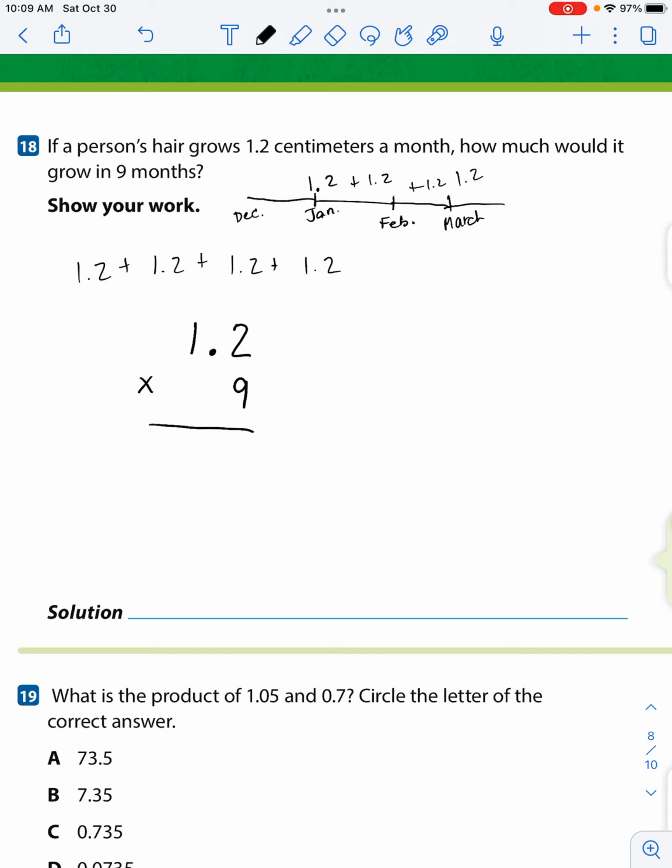Let's think about this without even doing the decimal point. Now would it make sense to say it grows 108 centimeters in 9 months? I wouldn't think so, because remember, this is one whole. Let's just round. Basically, it grows 1 centimeter in a month, so that would be 9 centimeters for 9 months. And that's by using rounding.